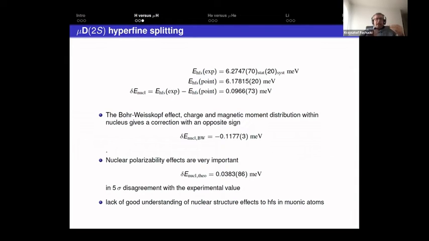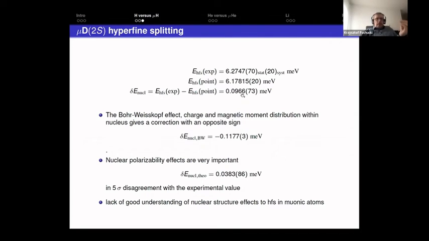There is this naive picture. If we assume that the nucleus is just a rigid ball with some charge distribution and magnetic distribution, then this nuclear shift, called the Bohr-Weisskopf effect, gives the following contribution, minus 0.1177 megahertz. But if I take the experimental value, which is measured by Randolph Pohl, and subtract the theoretical value for a point nucleus, which is very simple to calculate, elementary, the difference is 0.966. It's of opposite sign. How come? Yes, because we don't have a good understanding of the nuclear contribution to the hyperfine splitting.